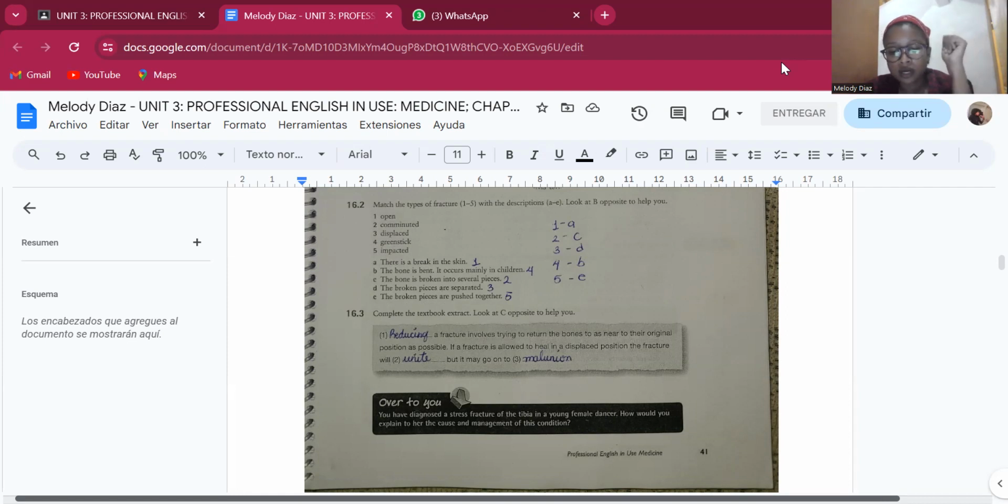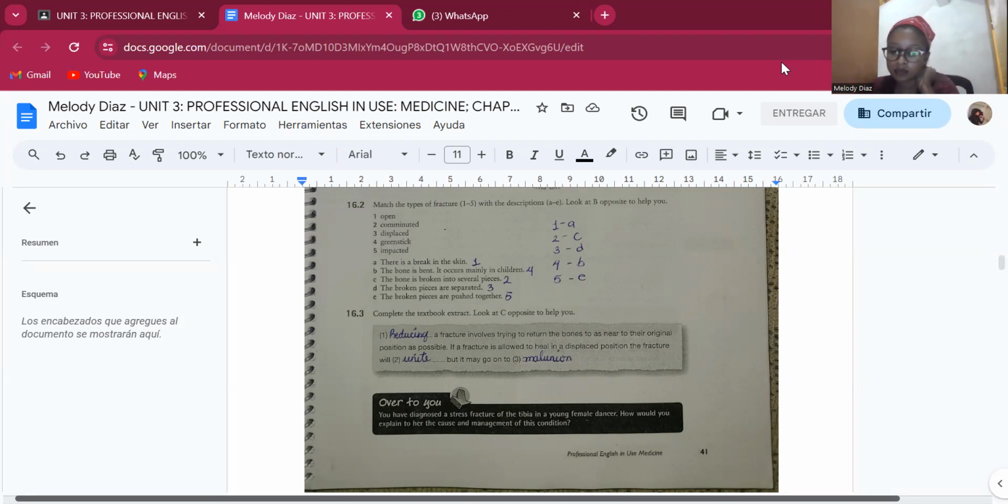comminuted, letter C. The bone is broken into several pieces. Number 3, displaced, letter D. The broken pieces are separated. Number 4, greenstick, letter B. The bone is bent and occurs mainly in children. Number 5, impacted, letter A. The broken pieces are pushed together.